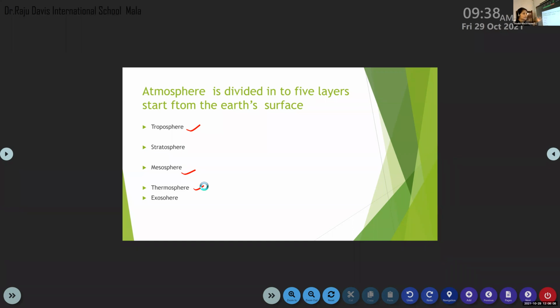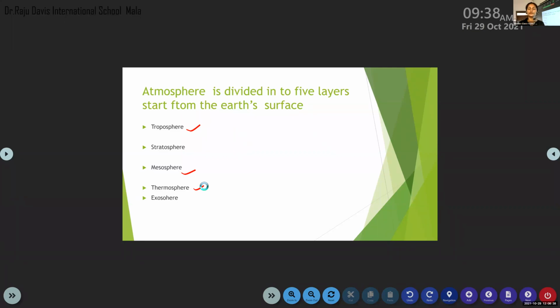So troposphere, the first layer, the most important layer. Just above the troposphere, it is stratosphere. Then mesosphere, the middle layer. Then just above the mesosphere, it is thermosphere. Then exosphere. So we will study in detail about all these layers of the atmosphere.